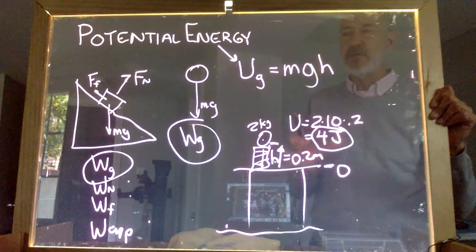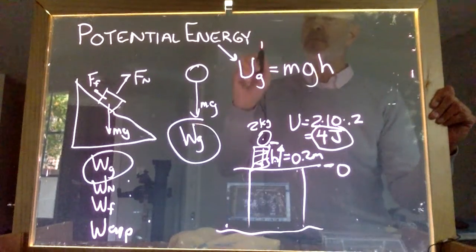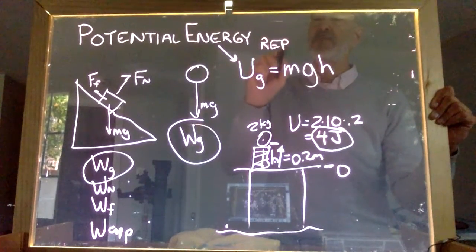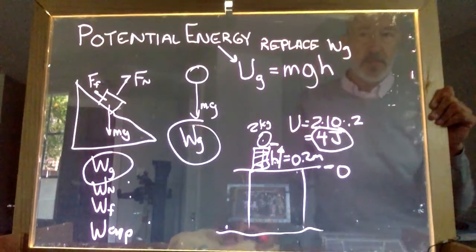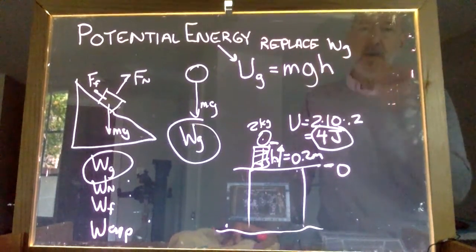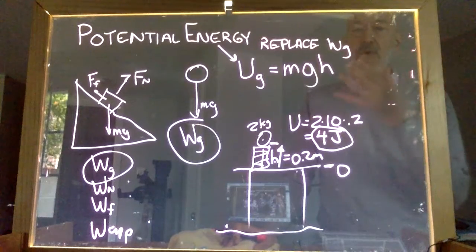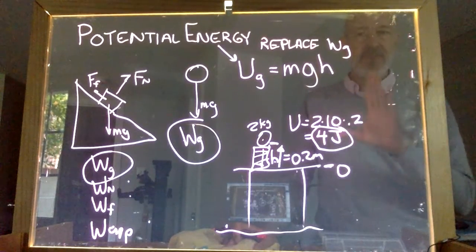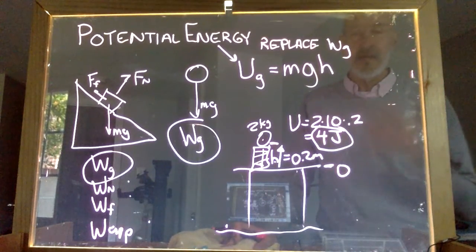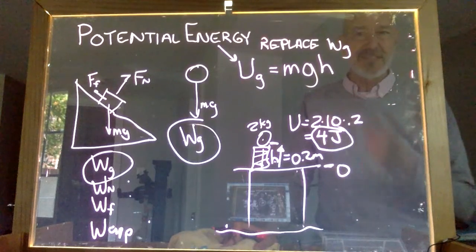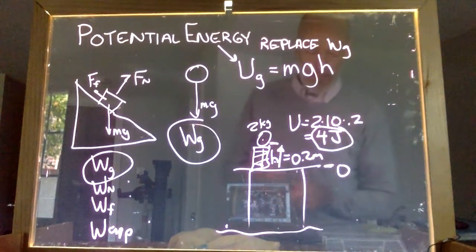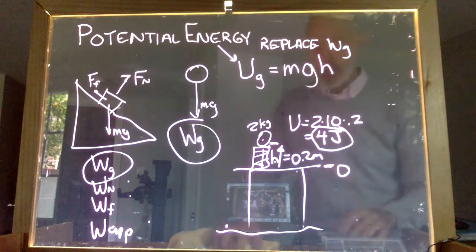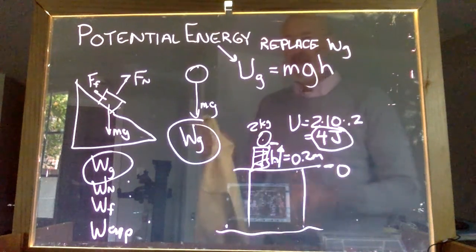It's a placeholder. Potential energy replaces work done by gravity. Okay, we do it because we use it so often. Gravity is so often used in this that we don't want to have to do this mg cosine theta times the delta x every time. So it's a way of simplifying some problems. Okay, so let's take a look at that really quickly.